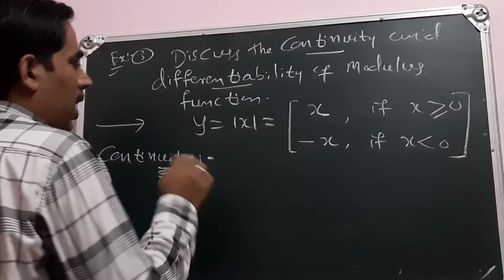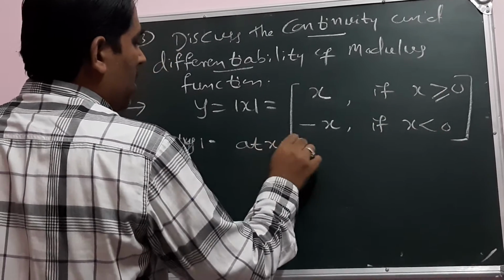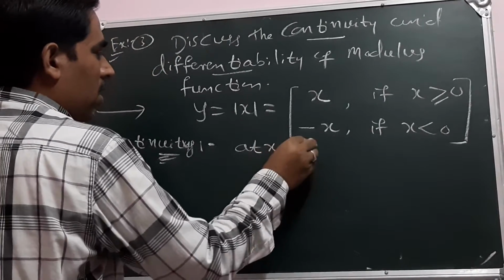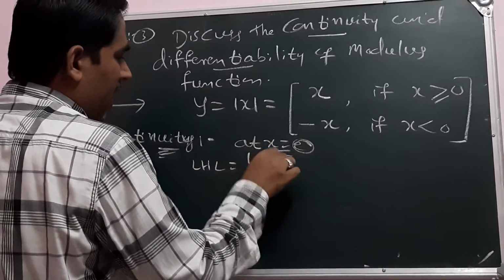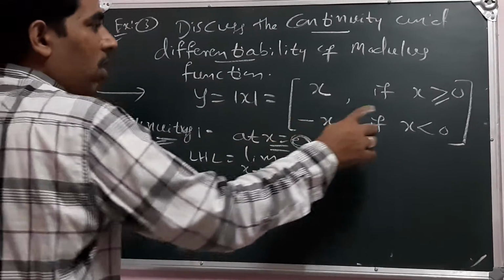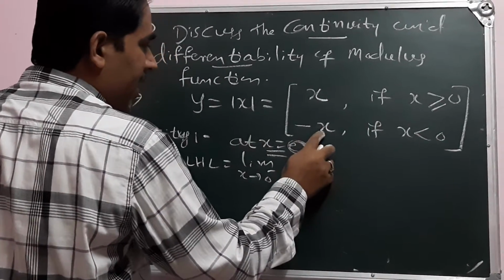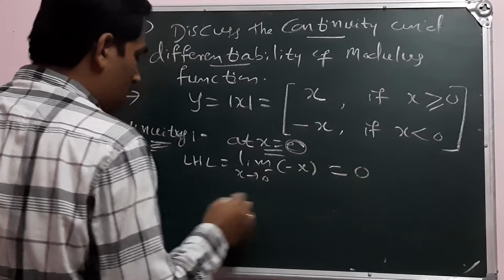Okay. See, continuity. So we have to take the point here. The point is x is equal to 0. At x is equal to 0, what happens here? So, left hand limit. Let us write it directly here. x tends to 0 minus. When x tends to 0 from the left side of 0, that is x is less than 0, it is minus x. So then apply the limit here, I will get 0.